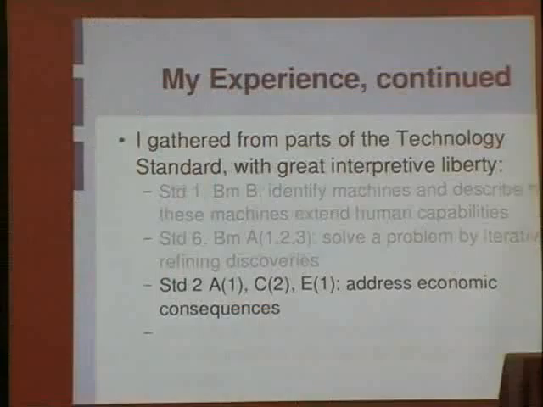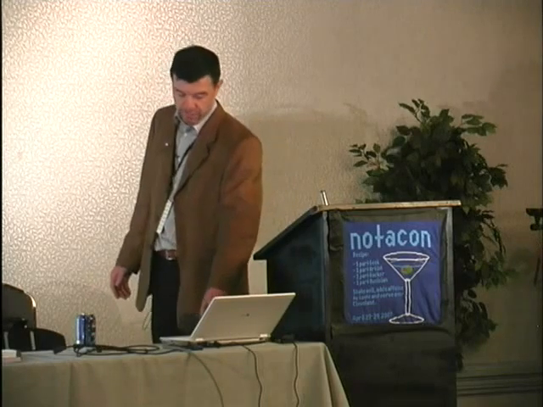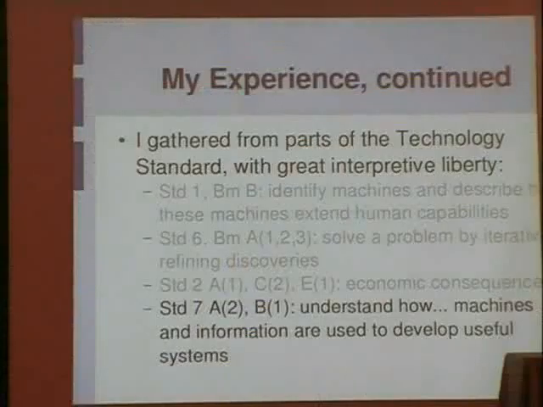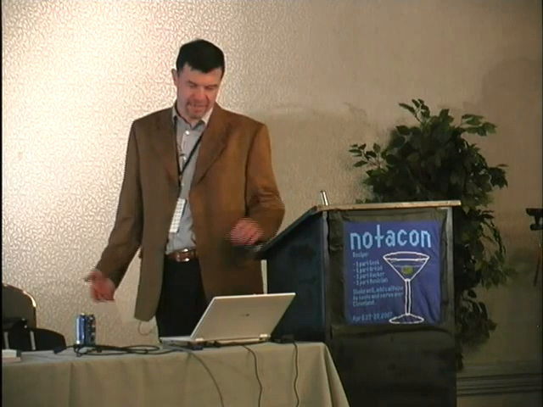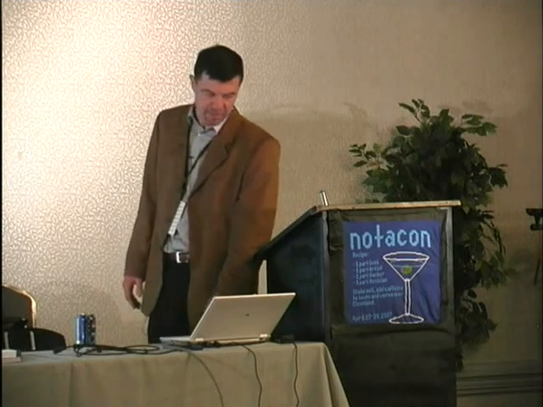Address the economic consequences. Well, this we could potentially do. I thought we could consider improving economic development, but potentially in the compare and contrast way that it might reduce or limit the number of unskilled jobs that were available, as most automation does, software being no different. And then the third, I took parts of the standard 7 there, and these are the benchmarks. A2 is a benchmark in B1. Understand how machines and information are used to develop useful systems. Well, it sounded good, but I really wasn't sure how I could stretch this to apply to programming.